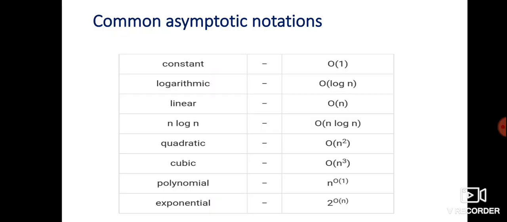Common asymptotic notations. Constant is O(1). Logarithmic is O(log n). Linear is O(n). n log n is O(n log n). Quadratic is O(n^2). Cubic is O(n^3). Polynomial is n^O(1). Exponential is 2^O(n).